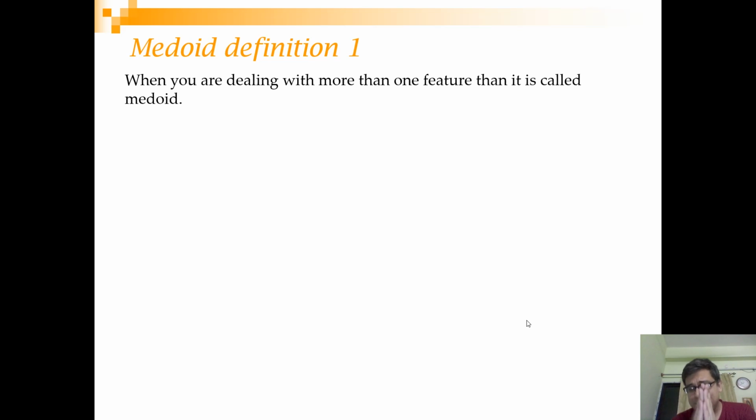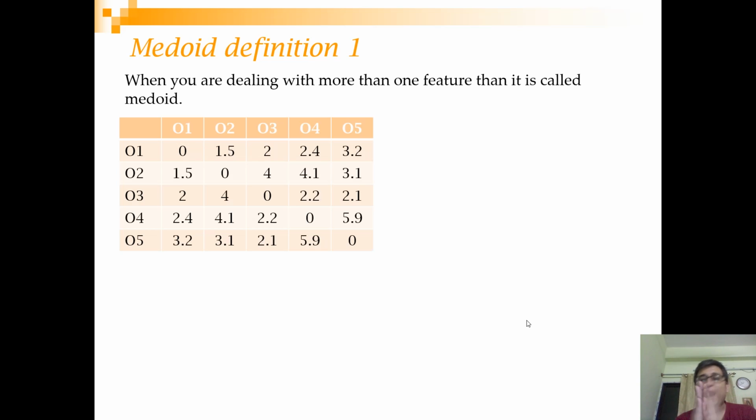So let's take a case. Let's say there are 5 observations O1, O2, O3, O4 and O5. The first step is you find the dissimilarity matrix among them. So what is a dissimilarity matrix? In a dissimilarity matrix, each cell actually indicates the distance of the row with the column.